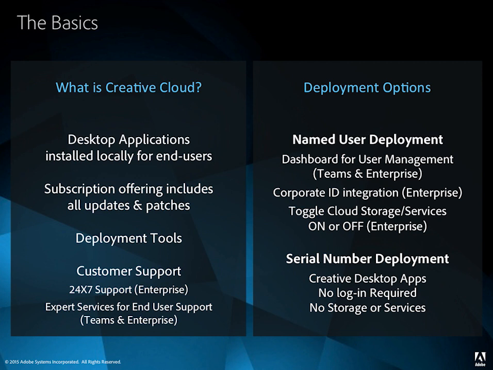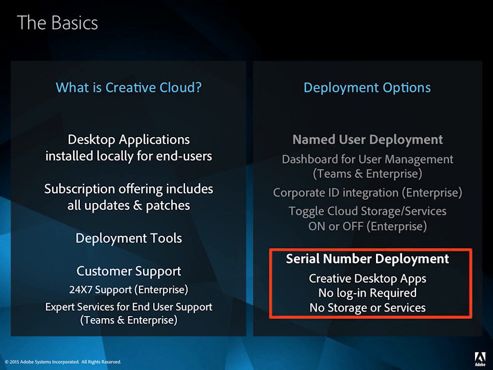With serial number deployment, desktop applications are deployed in a licensed state, require no end-user login, and provide no end-user access to Adobe's file storage and services. This is the only deployment method available for customers in offline or secure facilities, and is therefore the only method we'll discuss right now. Serial number deployment is available via several license offerings.